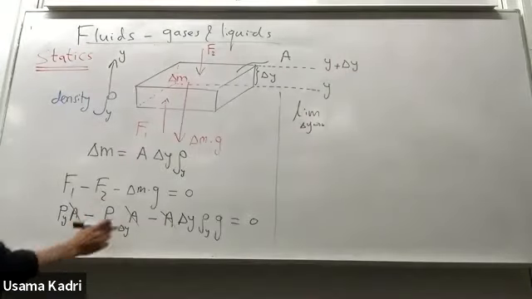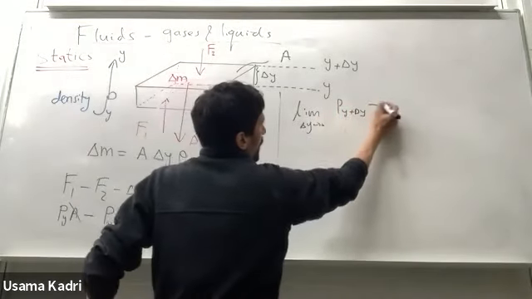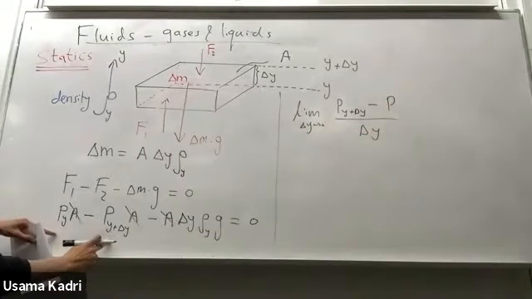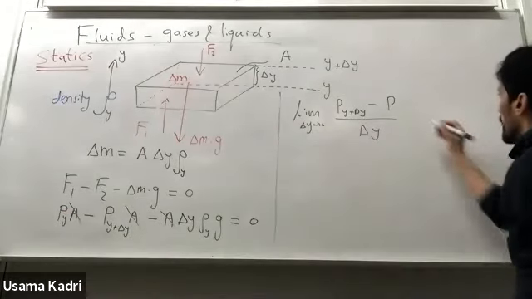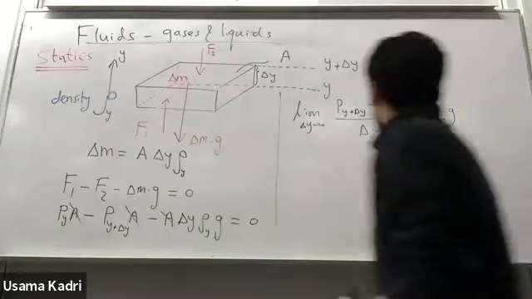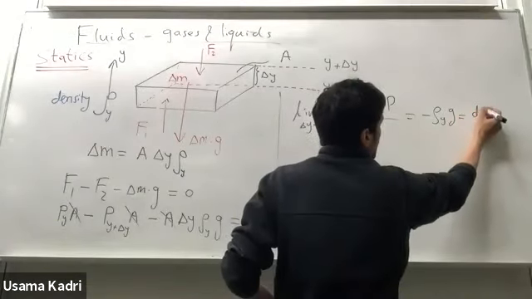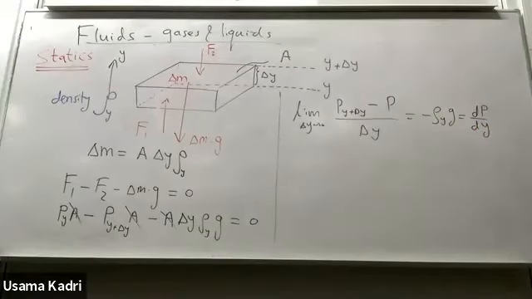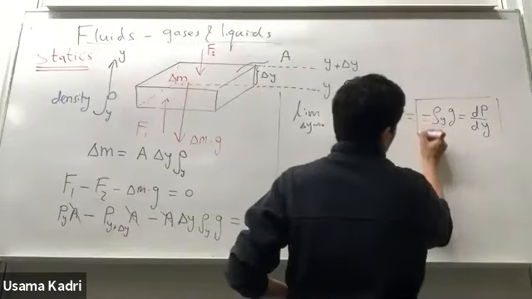I'm just going to write this first. We're going to have P at y plus delta y minus P at y, divided by delta y. Okay, I divided by this. The remaining would be minus rho times g. And what is this? If you take the limit, this is nothing but dP over dy. This is known as the hydrostatic pressure.